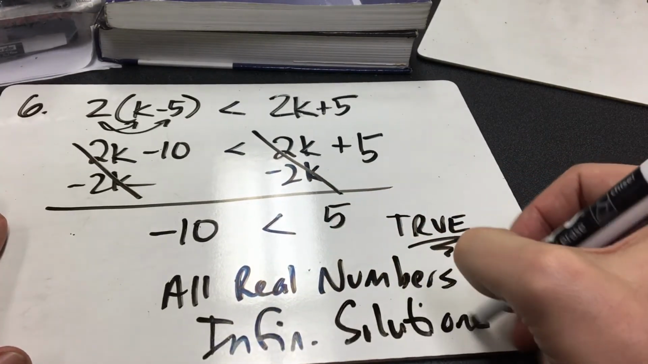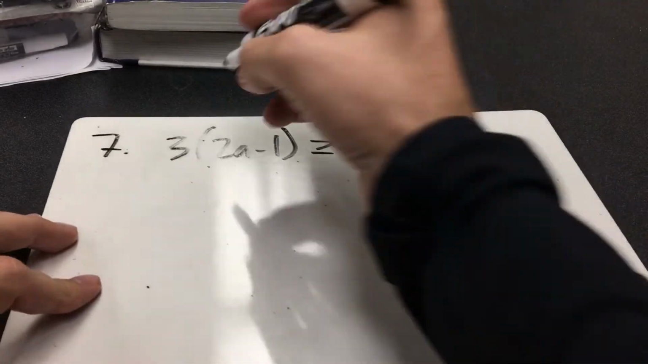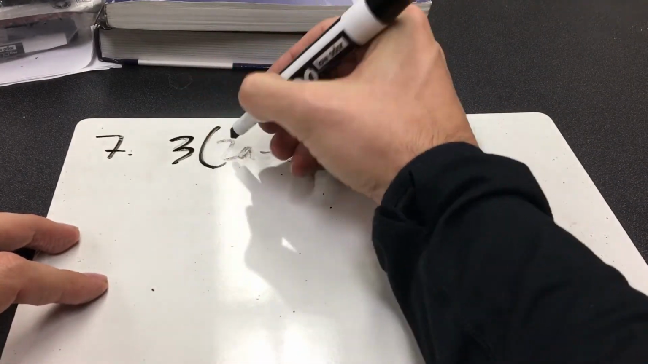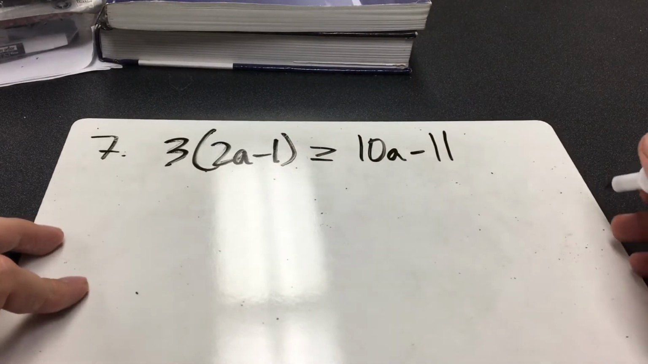If this was a false statement, like if we had negative 10 is greater than 5, then we would say no solution, because sometimes they'll throw those in there to fool you. Okay, and last but not least, I realize I'm going kind of fast on this, so feel free to pause and rewind the video. Here's another one.